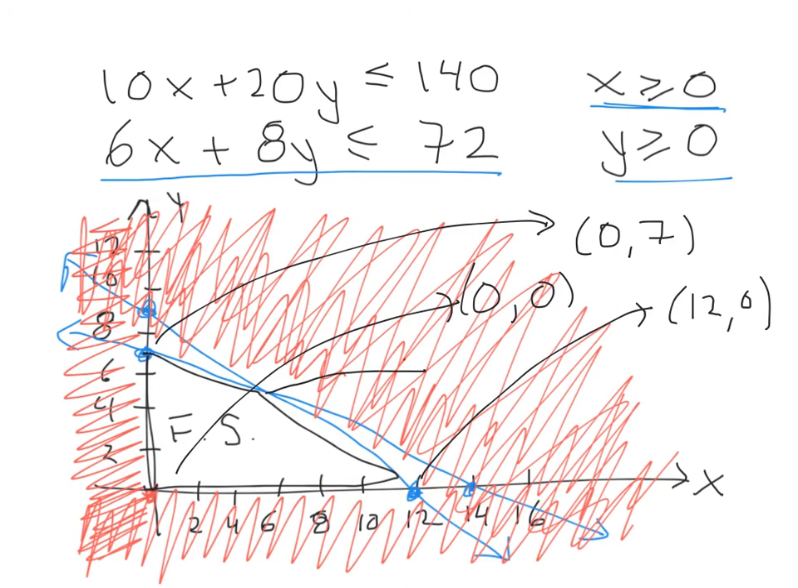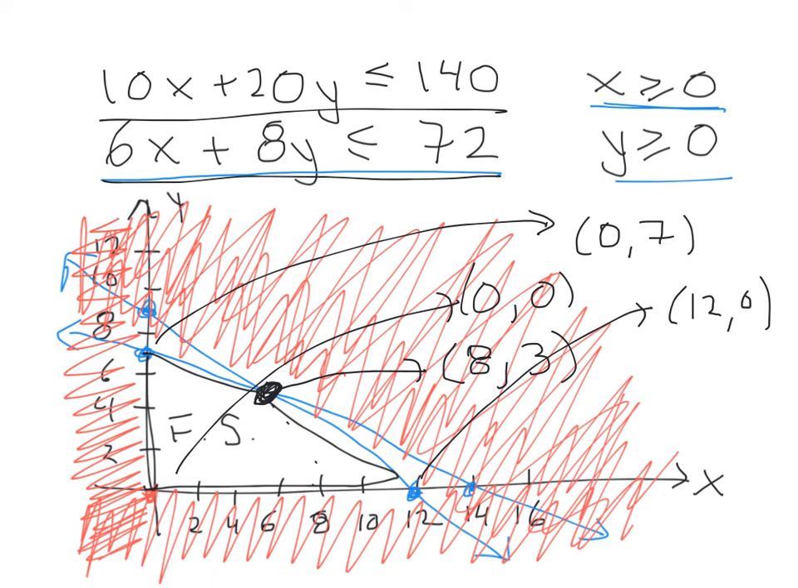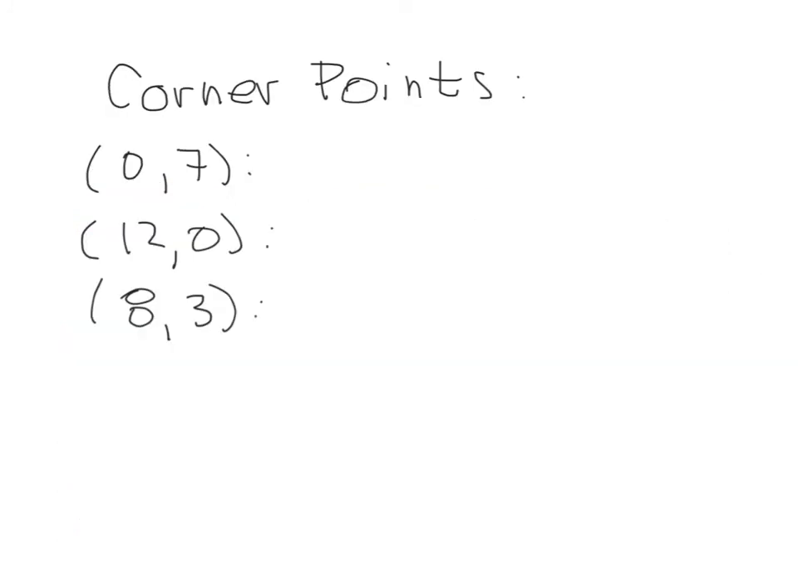And this corner point, we would need to solve for the point of intersection of the 2 lines here and here, using either substitution or elimination. I've gone ahead and done this beforehand, and that point ends up being the point x is 8 and y is 3. Because my drawing's a little bit messy, it doesn't quite line up with 8 and 3, but that's why it's important to use substitution or elimination to solve for the point of intersection and not just use the graph. So we've got 4 corner points here: 0, 7; 12, 0; 8, 3; and 0, 0.